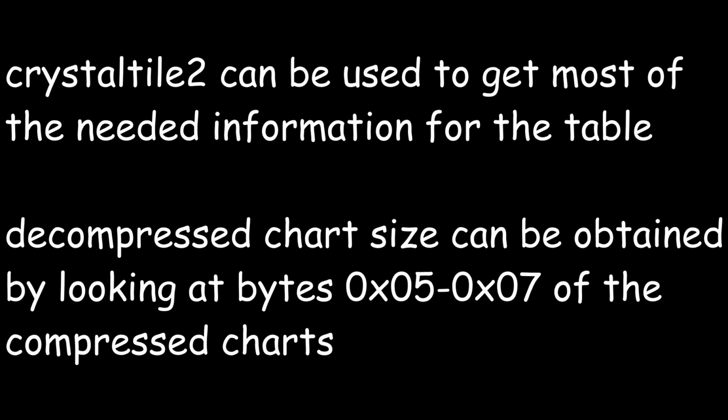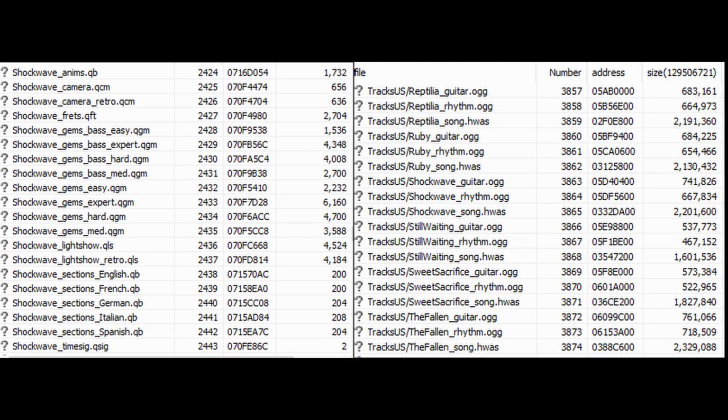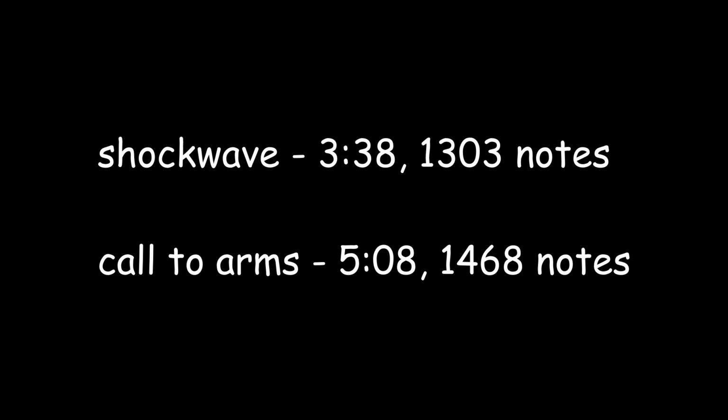Then you're going to need to open up Crystal Tile 2 again, open up the ROM, and click the little DS icon so that you can look at the file sizes and offsets. Towards the bottom of this list are the song files, and there are also the chart files. You're going to be looking for your song expert, because experts have the largest chart file sizes. If you don't want to bother with any of this calculation, you could always replace Shockwave or Call to Arms, which are the longest and largest files in the game.